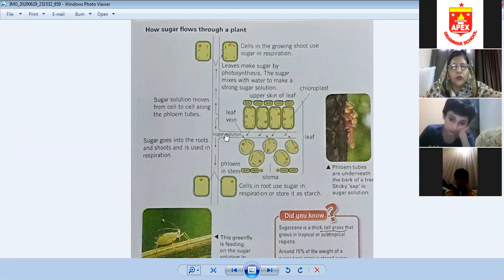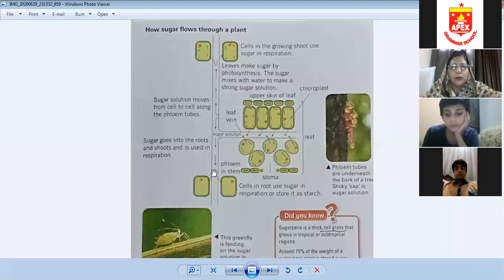This sugar solution goes into the roots and shoots and is used in respiration. Some sugar solution goes upward in the plant, and some goes under the ground into the soil, so they get the energy. You can see what is present on the leaf. Every leaf has a stoma. This single part is called a stoma, and it allows gases to exchange in and out of the cell.